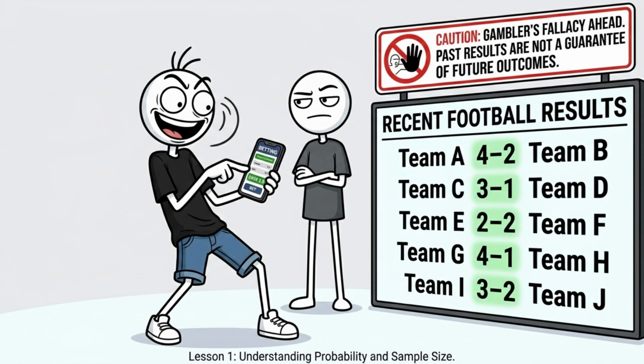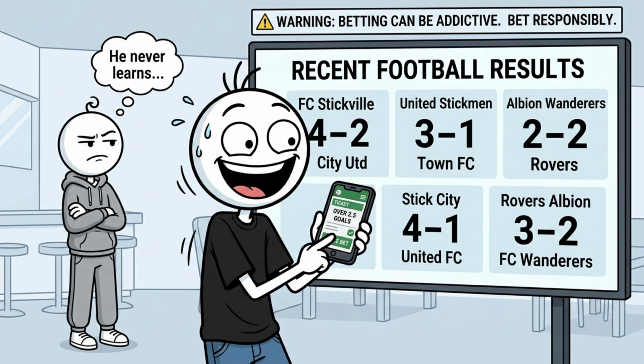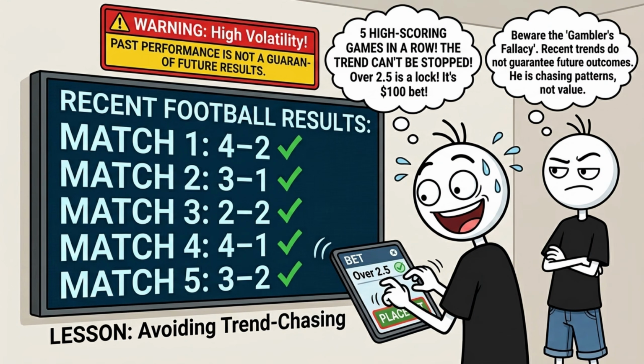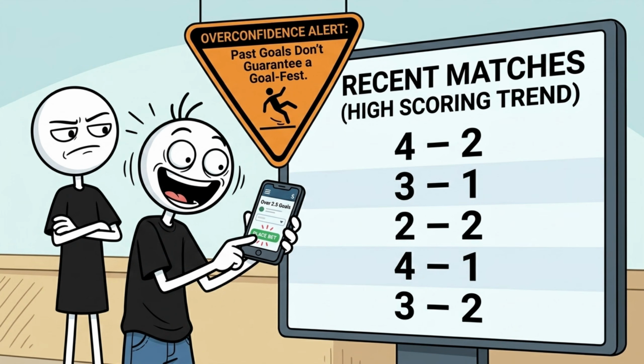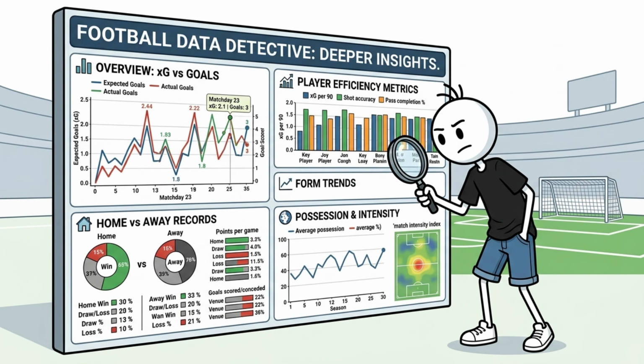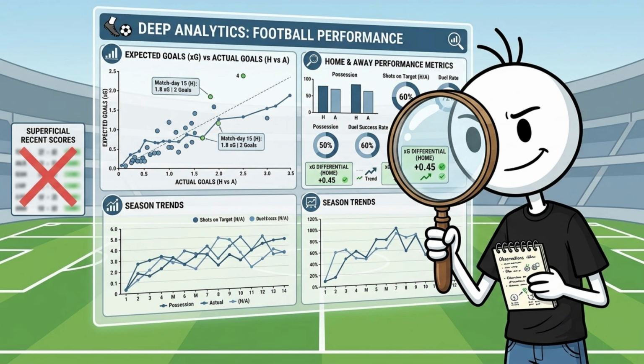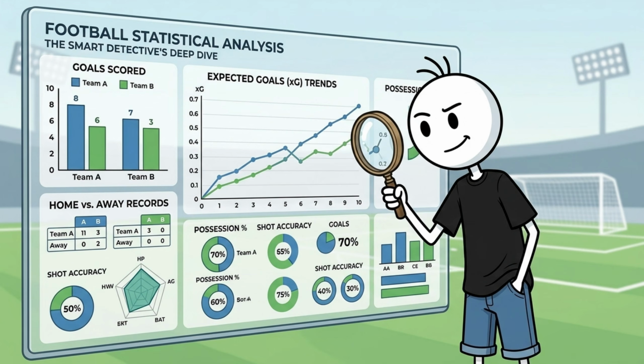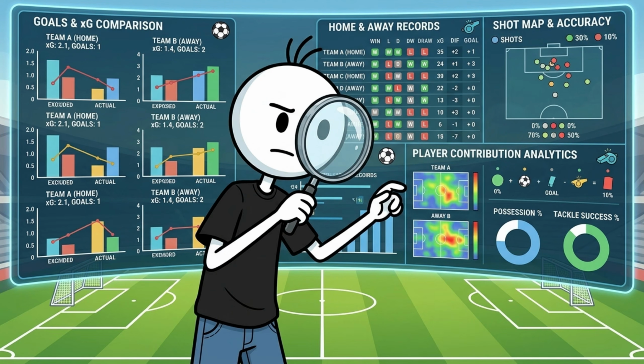Here's one of the biggest mistakes beginners make. They open the results, they see 4-2, 3-1, 2-2, and immediately think over. But wait, those results might not tell the whole story. Maybe the team played against 3 terrible defenses. Maybe their star striker scored 5 goals in 2 matches. Maybe those games were completely different from the upcoming fixture. Instead of asking, did this team score a lot recently? Ask, how does this team normally perform in this specific situation?